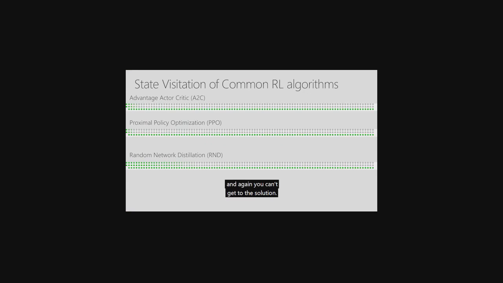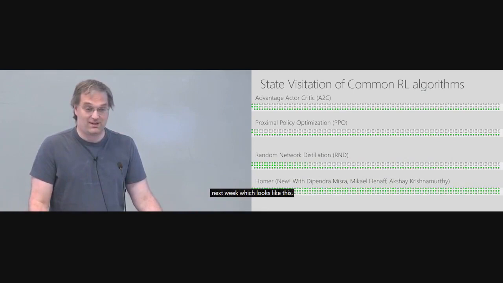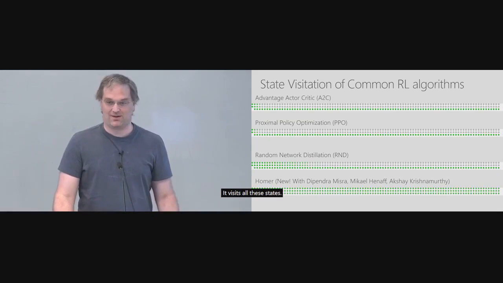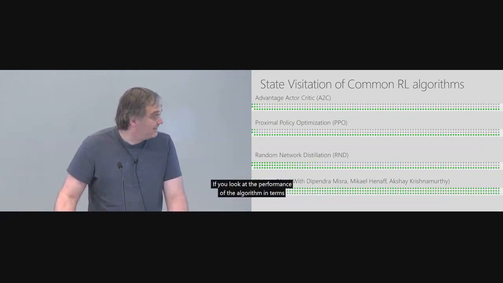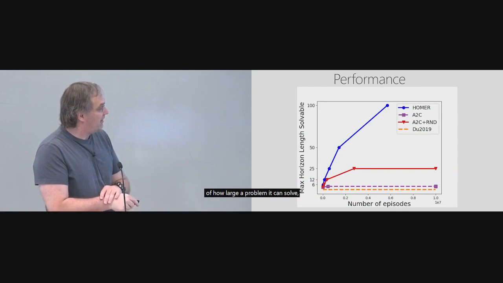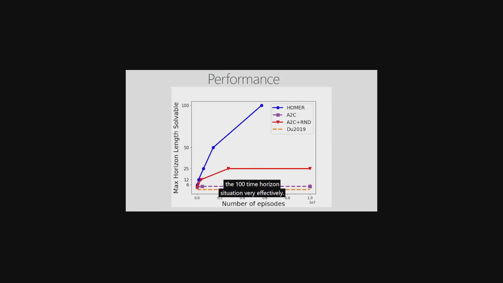All right, so there's a new algorithm, which should be on archive next week, which looks like this. It visits all these states. That seems like a lot of fun. If you look at the performance of the algorithm in terms of how large a problem it can solve, it can just power through to the 100 time horizon situation very effectively. Essentially, all the other algorithms we've tried kind of break after about horizon 6, except for random network distillation, which can go up to 25. So RND is pretty fun, but Homer is really nailing it hard.